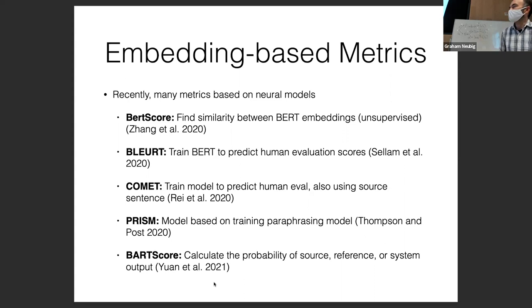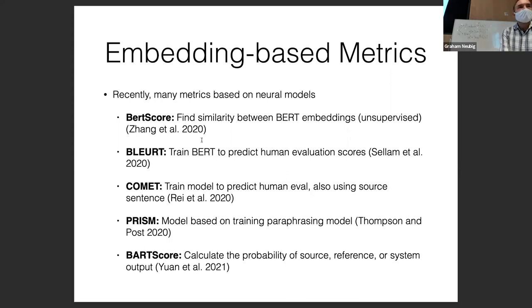Actually, some of these metrics are unsupervised and some of them are supervised. For an unsupervised metric, basically what you do is you take a model that is trained on some data other than human evaluation scores and calculate a score from it. So BERT score, PRISM, and BART score are all unsupervised. BERT score is just trained as BERT, and then you have a matching function between the BERT embeddings to see how close they are together. PRISM and BART score are trained as paraphrasing models, essentially. There's more detail than that, but they're trained as paraphrasing models. And then the score of paraphrasing is basically the evaluation score.